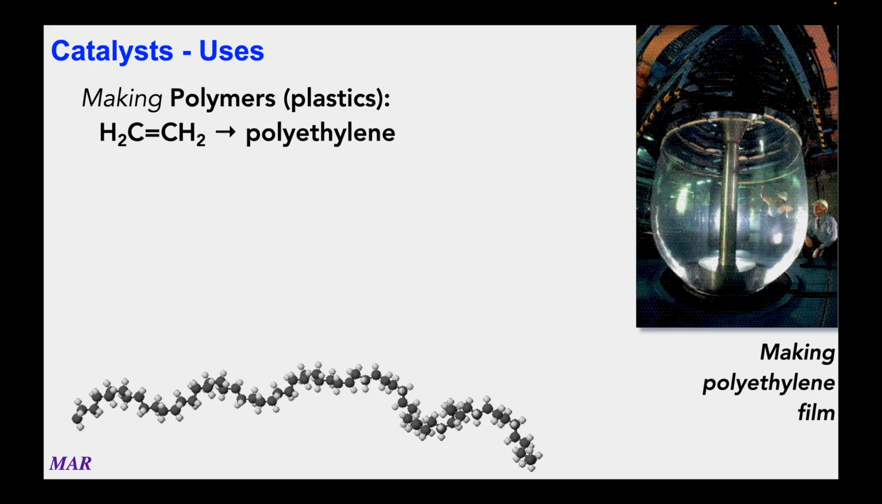Other uses of catalysts include making all the plastics that we use. Polymers are essentially plastic. We'll talk more about that in Chem 223.